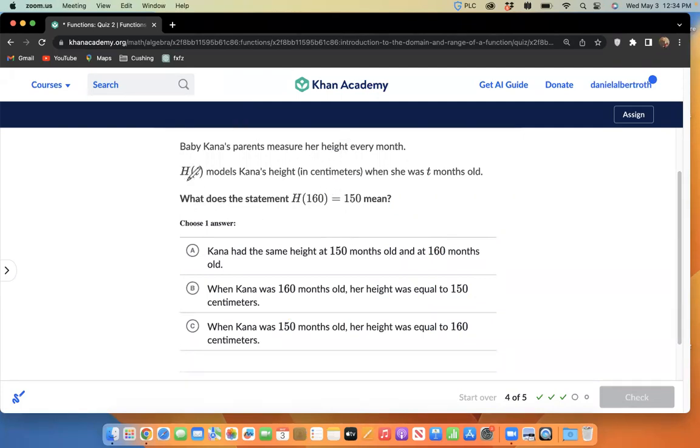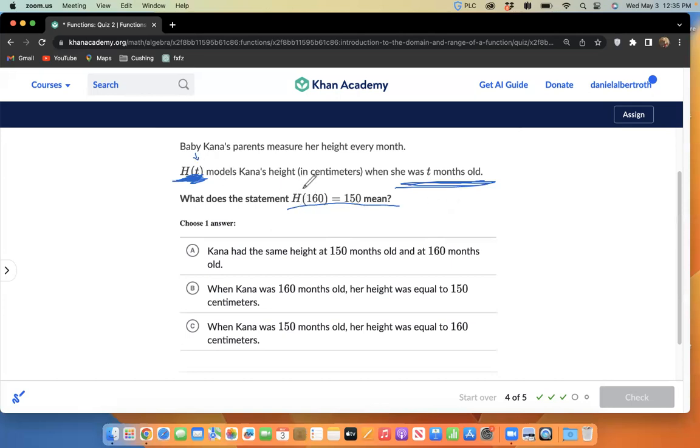All right, so this question says, baby Kana's parents measure her height every month. H of T models Kana's height in centimeters when she was T months old. What does the statement H of 160 equals 150 mean? Well, H of T models the height. H of T is the height. So it's modeling the height based on how many months old she is. T represents how many months old she is. So this letter T here, you can plug in how old she is in months.